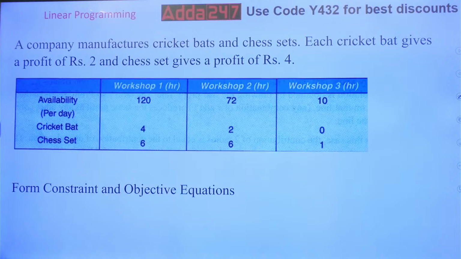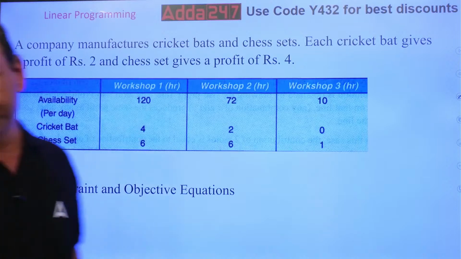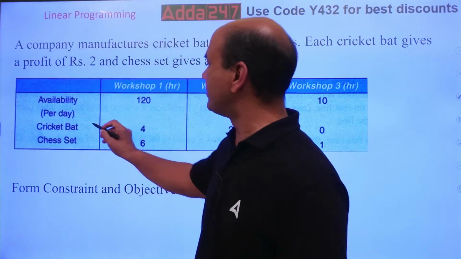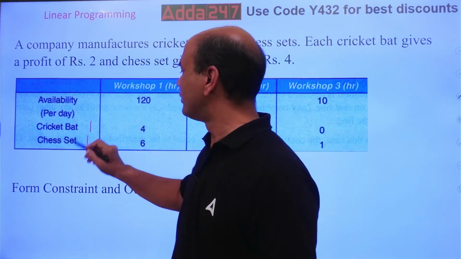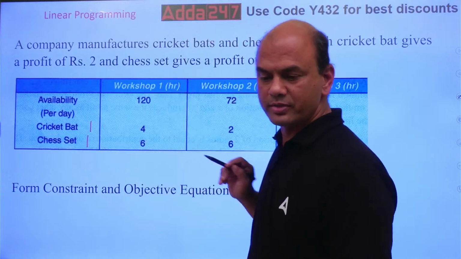Now look at the second line. A cricket bat requires 4 hours of workshop 1. A chess set requires 6 hours of workshop 1. We are talking over here of one cricket bat. One cricket bat requires 4 hours of workshop 1 and one chess set requires 6 hours of workshop 1.